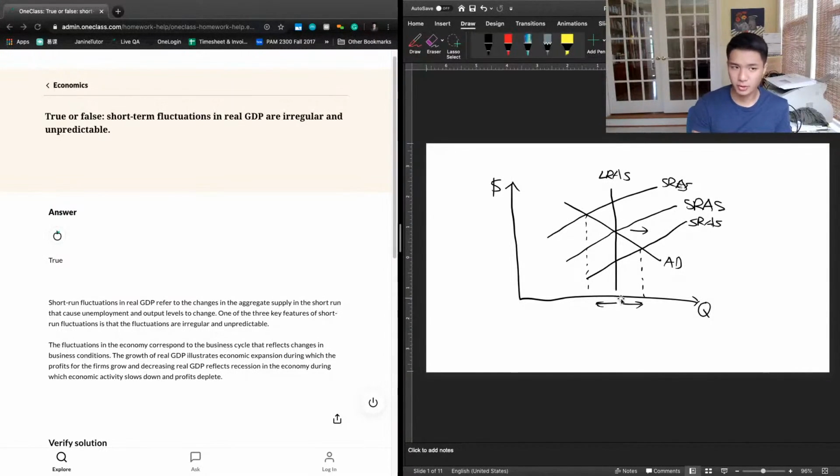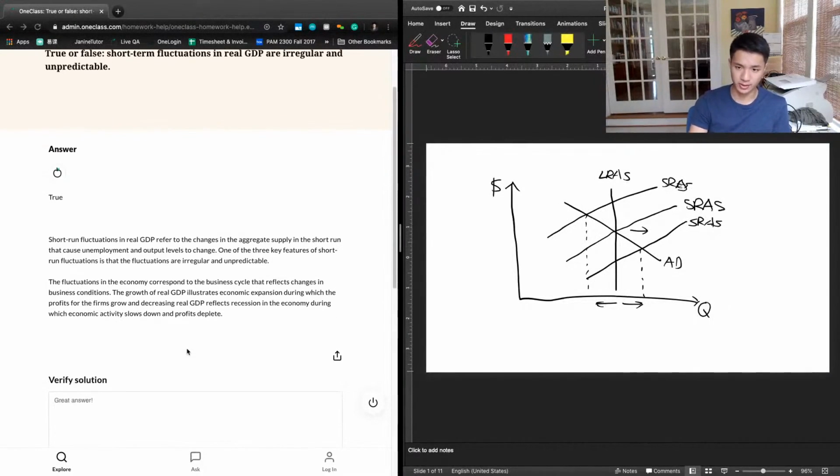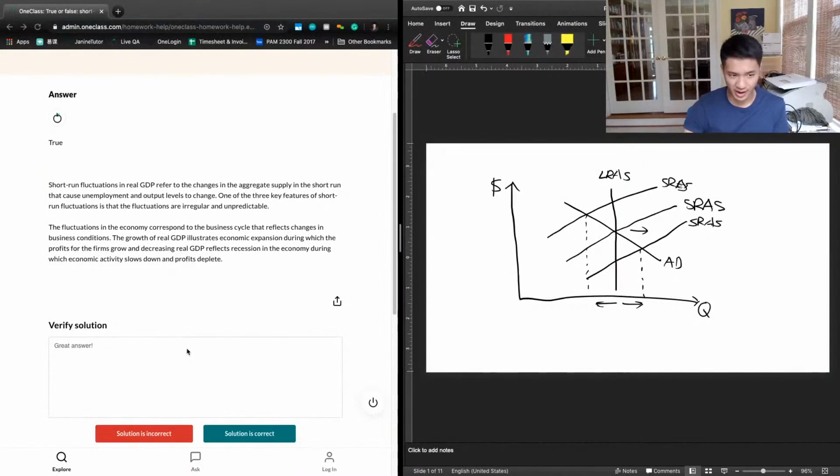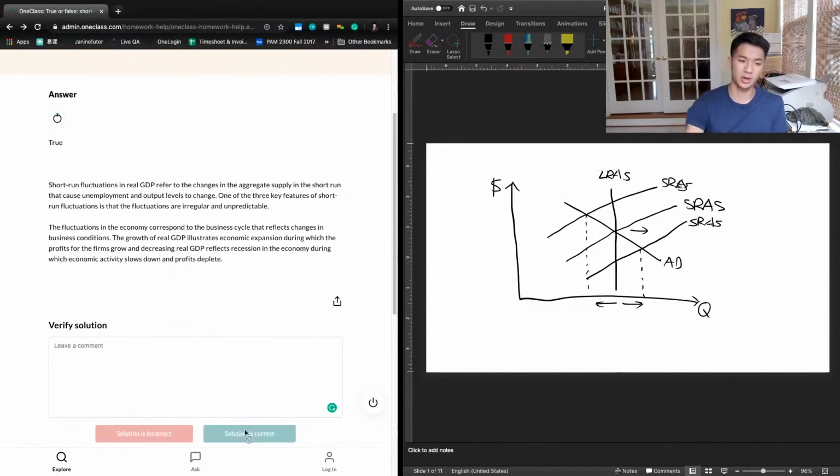So there's possibility for your actual GDP in the short run to be different than your long-run GDP or your potential GDP. And that fluctuation and shifting away from the long-run aggregate supply is what we refer to as short-term fluctuations in real GDP. That's the only thing I want to clarify. I'm just going over that really quickly because the audio cut out. Other than that, this is a great answer and we're marking this as correct.